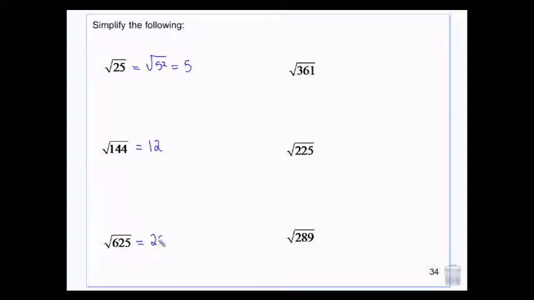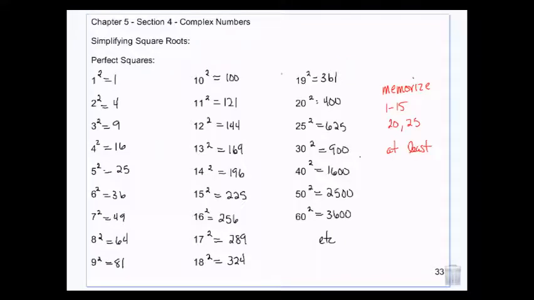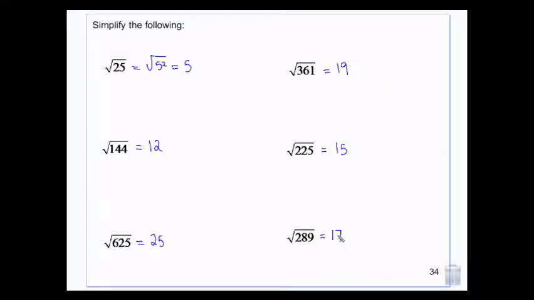Square root of 625 is 25. Square root of 361 is 19. Square root of 225 is 15, and square root of 289 is 17. So the square root of perfect squares is that number that squared gives you. Questions on that? Okay, that part's pretty straightforward.